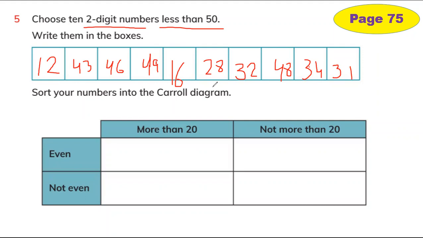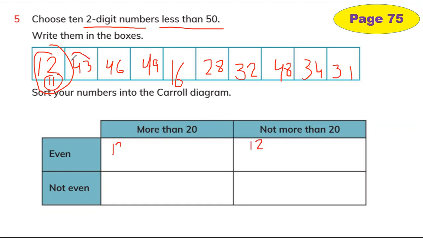So guys, look what numbers are even and what numbers are not even. So let's look at the first, 12. 12 is even or odd? It's even because 2 can make a group of 2. So this is the even number. Sorry, this is more than 20. No, this is not more than 20. It's not bigger than 20. So not more than 20 means you have to mention it here.